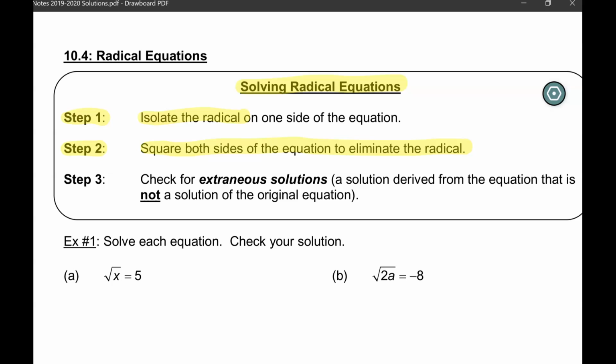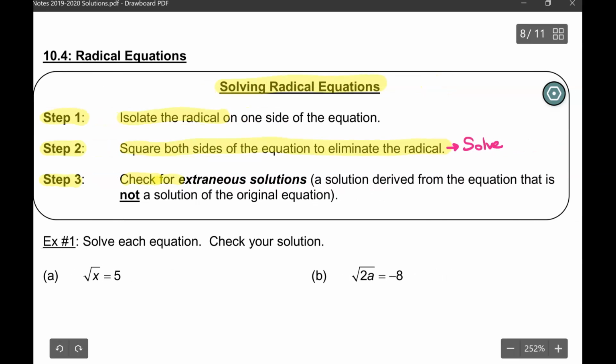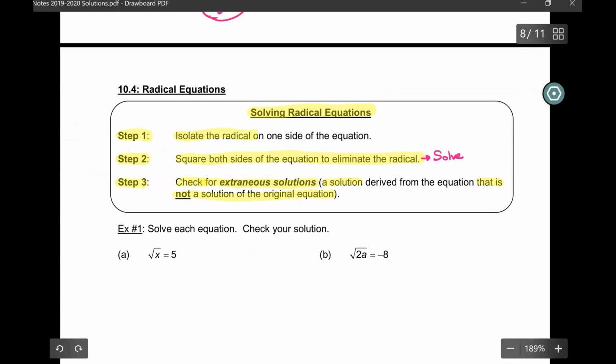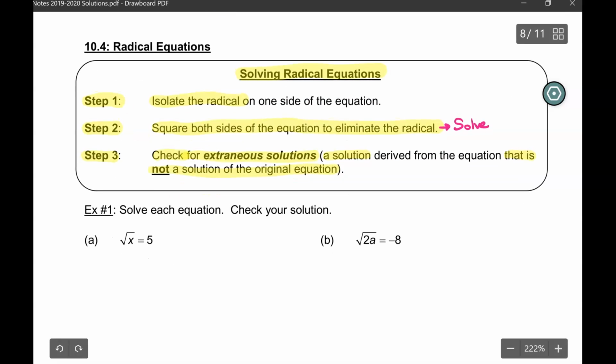And then we're going to solve the equation. I should have said that. That's going to be then solve. And finally, and this is really important, we need to check for what are called extraneous solutions. Sometimes we get a solution that is not a solution of the original equation. So sometimes when we square something and then we go back and plug the numbers back in, they don't work. So in this lesson, it's going to be really important for us to do that.